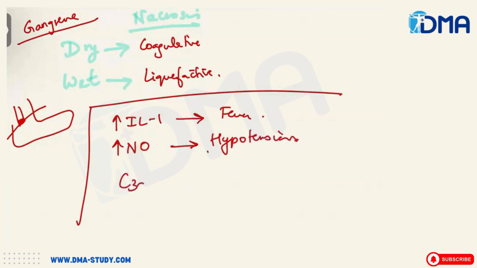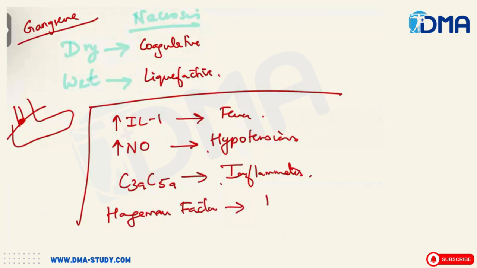How about complement C3a and C5a? Simple inflammation will be there for the patient. How about Hageman factor? When the Hageman factor is elevated, the patient is going for DIC, disseminated intravascular coagulation. These are the inflammatory mediators that will come up with necrosis as the end result.